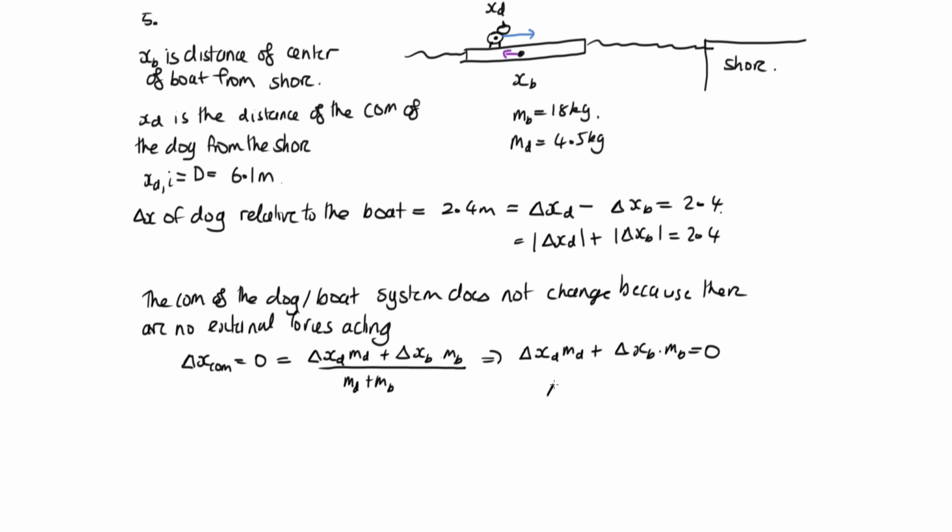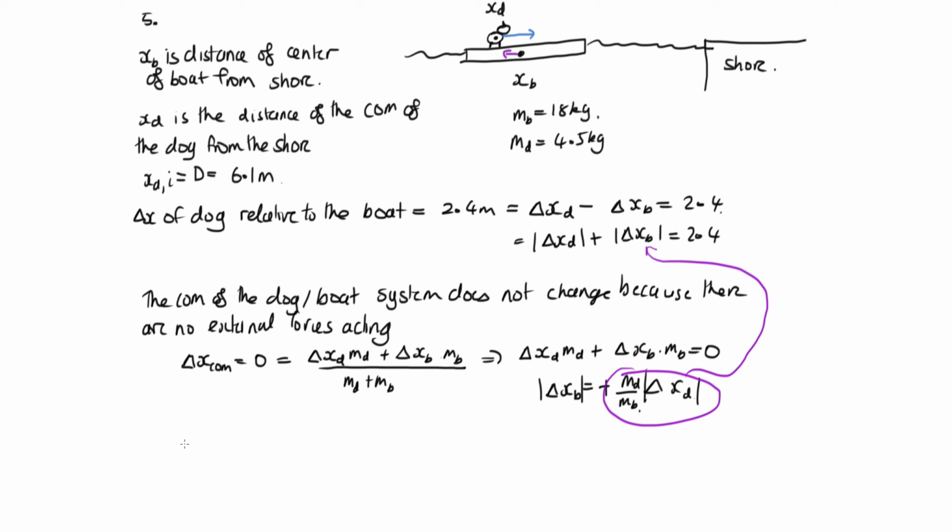And so rearranging this, we can say the change in displacement of the center of mass of the boat is going to be equal to the change in displacement of the center of mass of the dog times the mass of the dog over the mass of the boat. Now up here we've got an equation with absolute values. So let's take the absolute value here and we'll make this into a plus when we take the absolute value. So now what we're going to do is substitute this term in up here.